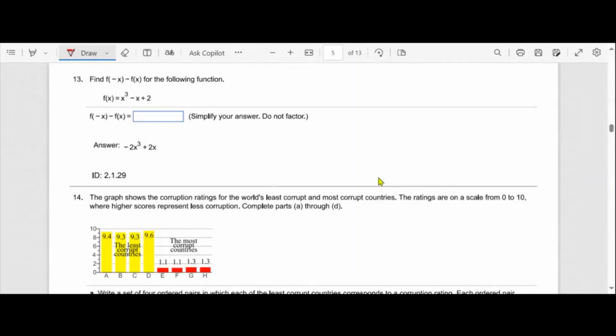Find f of minus x minus f of x for the following function. f of x equals x cubed minus x plus 2. f of minus x minus f of x equals... wait a minute, that means we have to substitute.